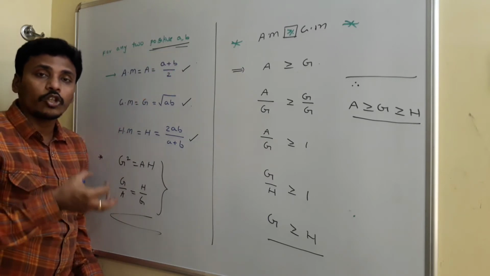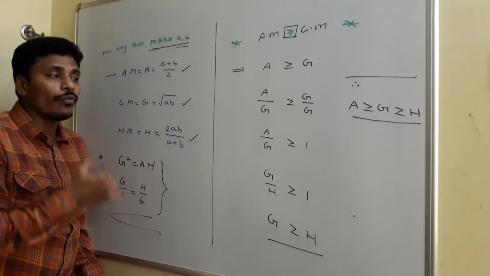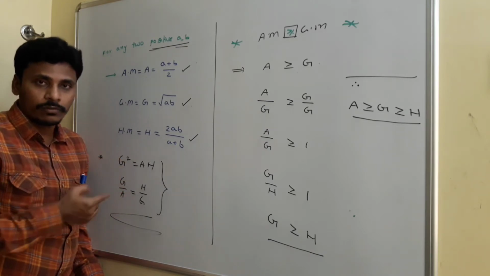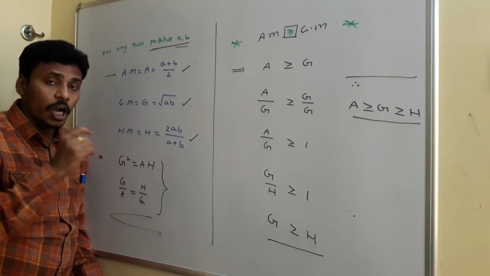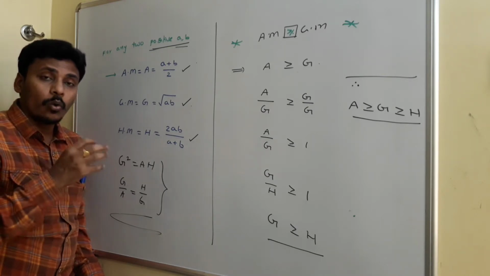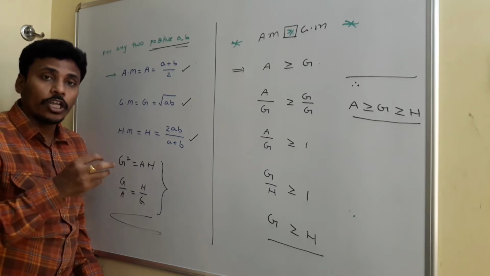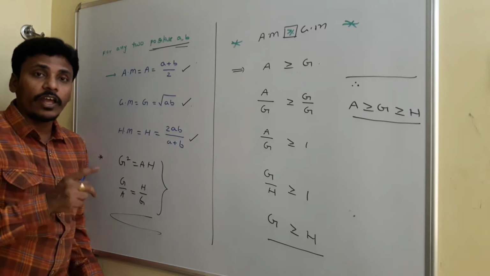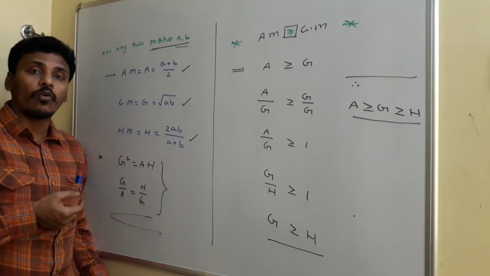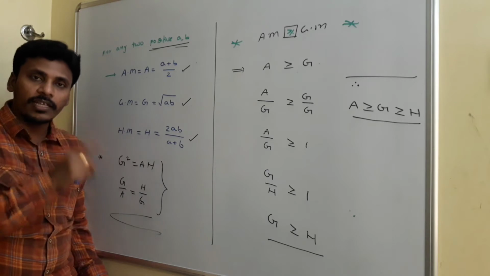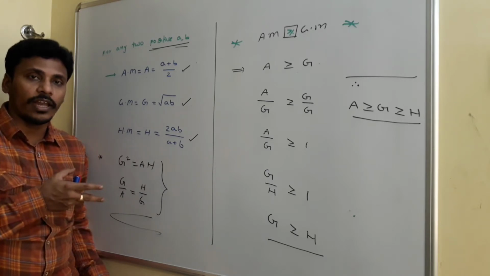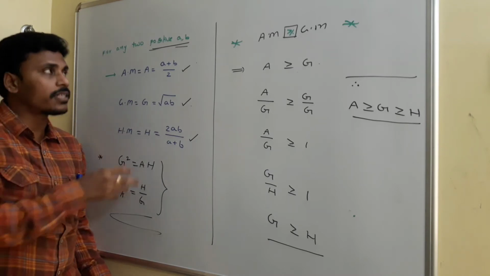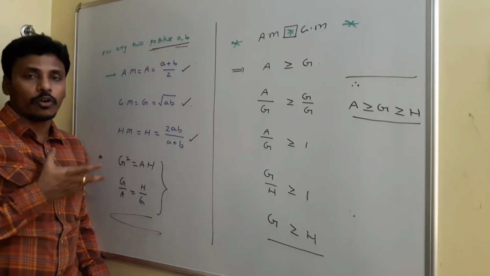Why do we need to consider those as positive? Because while proving that a is greater than or equals to g, root a and root b are involved. Root a and root b exist only if a and b are positive. For suppose if a or b is negative, then root a won't exist, right? If a is negative, then there is no discussion of root a at that time. That's why to establish such relations, we need to consider the numbers a and b as positive, right?